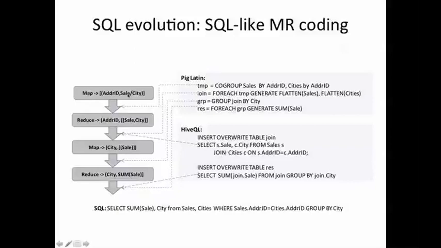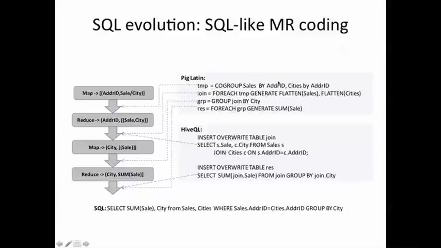that is first trying to figure out the sales and cities that match for a particular address ID by joining the sale and city tables on address, and then joining the result on the city to essentially get sales by city. This is how Pig and Hive make this programming a little bit easier.